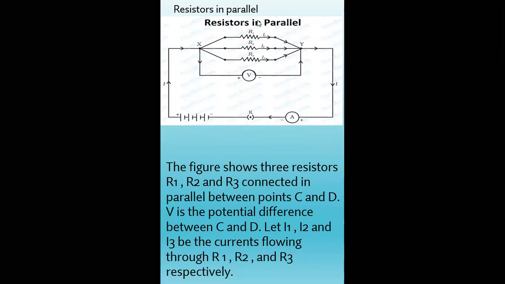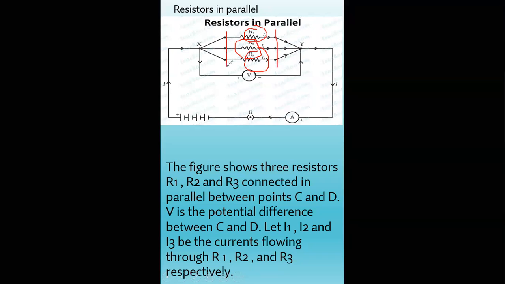Now here you can see resistors in parallel. See how the resistances are connected to each other. Here you can see R1, R2 and R3 on three different lines, so they are in parallel. When they are connected in parallel, both ends are connected with the voltmeter and ammeter, plug key and battery. These are the important diagrams that you have to remember. That is the difference between series and parallel.